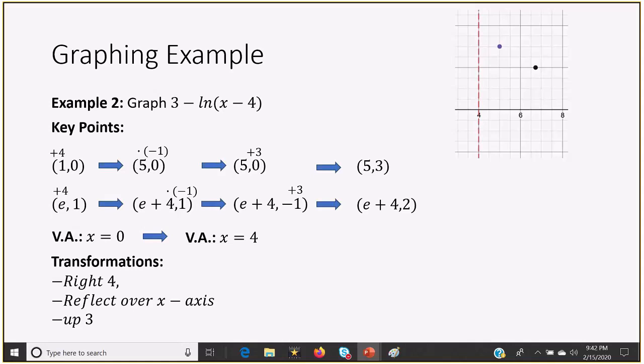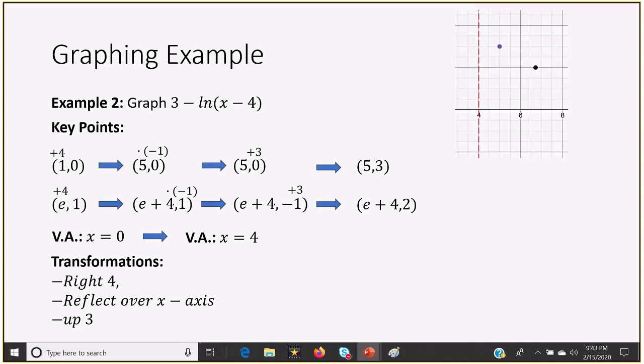And then my black dot is (e + 4, 2). If you were sketching by hand, you would have to use a calculator or something. If you add e to 4, you end up getting 6.7 something. And then at 2, which is that bolded line horizontally.